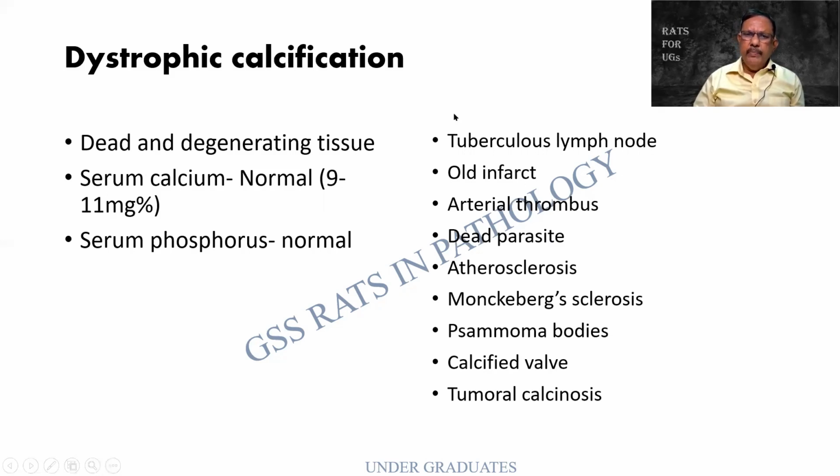And where does it occur? This is an entire list of degenerating or dead tissues where we can find dystrophic calcification. I shall read it for you, so shall you. Tuberculous lymph node, any old infarct, arterial thrombus, dead parasite, atheromatous plaque, Monckeberg sclerosis, Samama bodies, senile cardiac valves, humoral calcinosis.